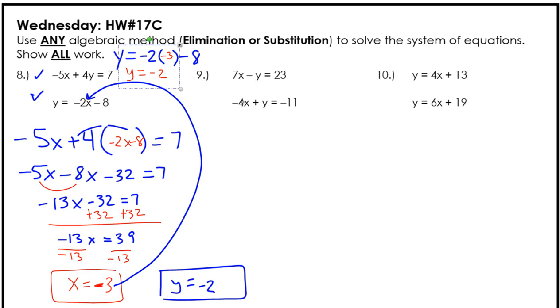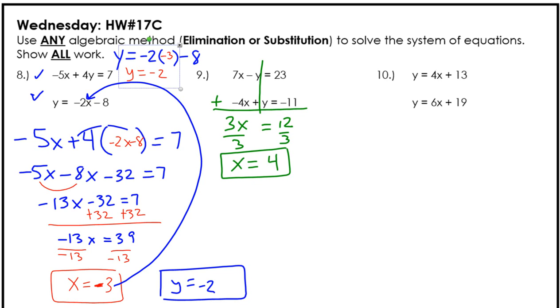I'm going to use the elimination method here for number 9 because my variables are conveniently lined up and my coefficients of y match, right? So I'm going to add these two sentences together. Here gives me a 3x, this gives me a 0, and this gives me a 12. Divide both sides by 3, and I get my value for x.